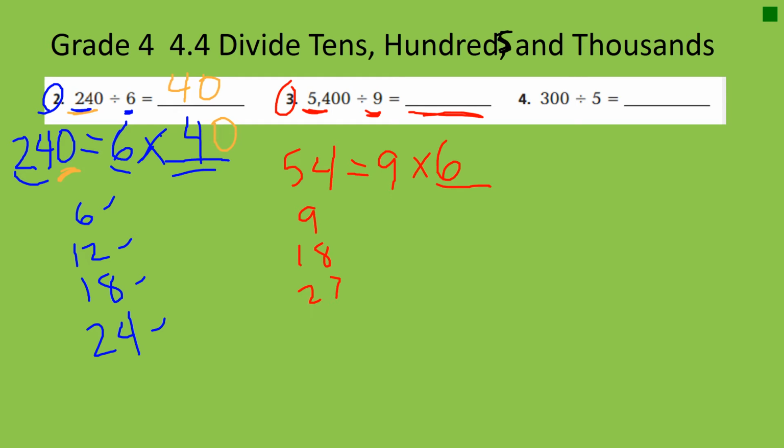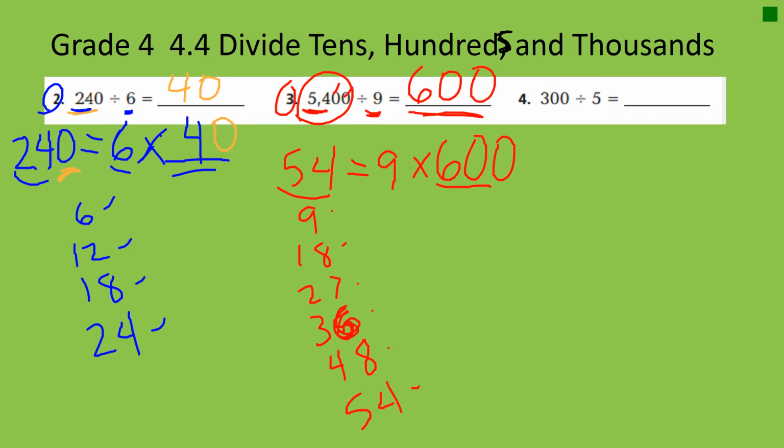9, 18, 27, 35. Did I do that right? 9, 18, 27, it's 36. Oh my gosh. 36, 45, 54. Okay, so 1, 2, 3, 4, 5, 6. Okay, so there are your 6 sets of 9 also. Now, boys and girls, we weren't just doing 54, we were doing 5,400. So, what do we have to do here to the 6? Add 1, 2 zeros. 600. Okay?